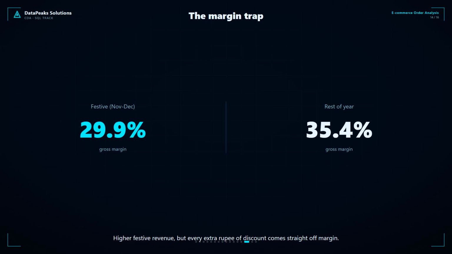This is why businesses don't measure success by revenue alone. They track margins. With SQL, we compared both periods and uncovered the real cost of festive campaigns. The lesson: higher revenue means nothing if your profit disappears.